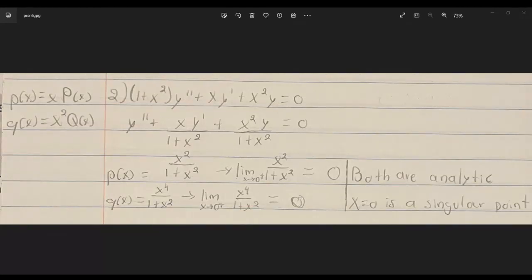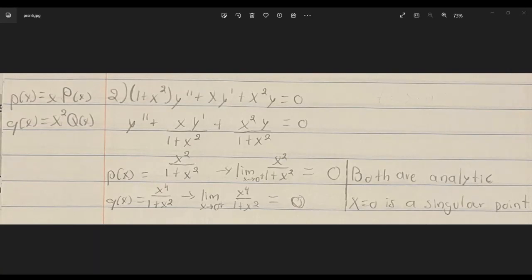So first of all, we have to divide A by the whole equation. In our case, A of x would be 1 plus x squared, so we have to divide it into every single term. So our new equation would be y double prime plus x times y prime over 1 plus x squared plus x squared times y over 1 plus x squared equals 0.